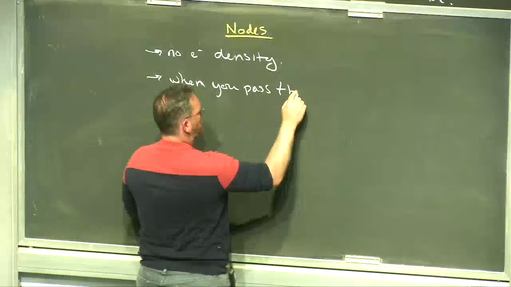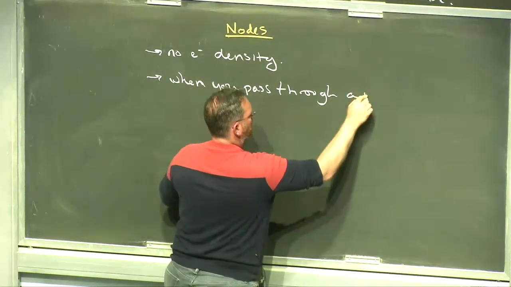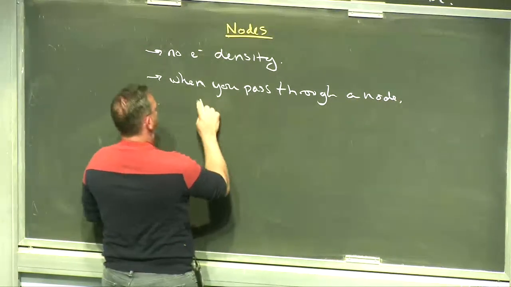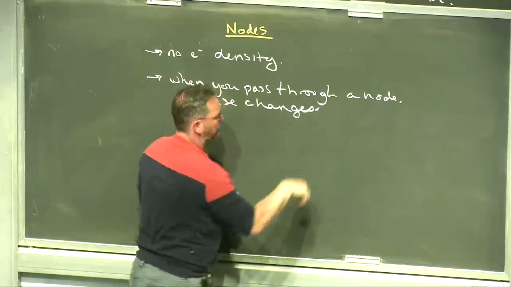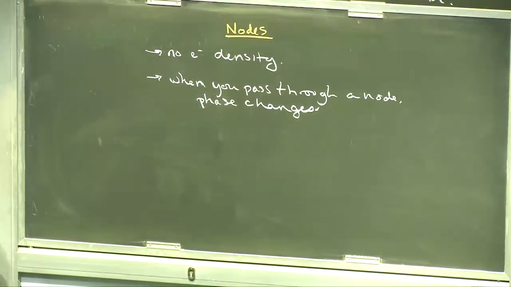Pass through a node, phase changes. Right, and to really understand that, you have to go back to where this picture of the orbital came from. The picture of the orbital is coming from our wave.